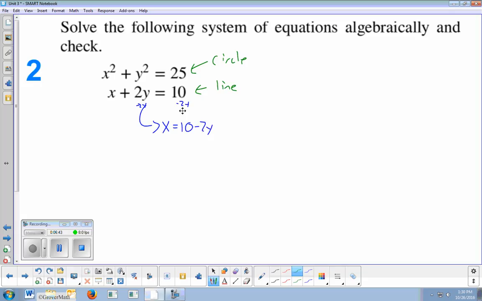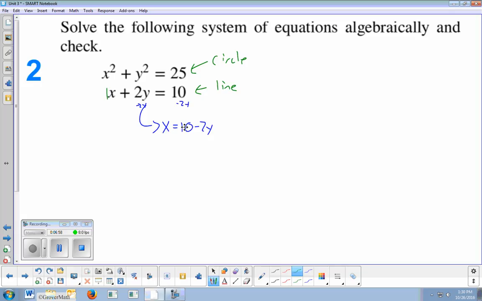I could have solved for y. I could have subtracted x and then divided by 2, and that would work also. But I'm trying to get one of the variables alone. It doesn't matter which one. One of them has a coefficient of 1. That's usually the easier one to work with. So x equals 10 minus 2y.